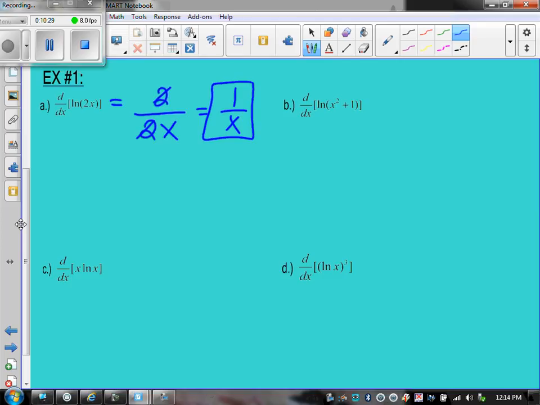Let's do another one. I want to take the derivative of a natural log problem. I'm going to take the derivative of the inside, which is 2x, over the inside, which is x squared plus 1. Can't really factor that or reduce that anymore, so that would just be my final answer. That would be my derivative of that problem.